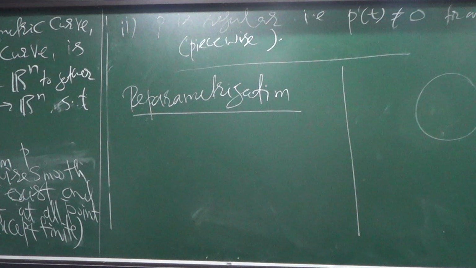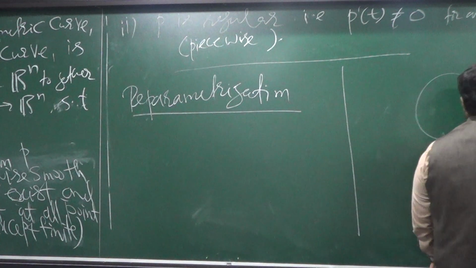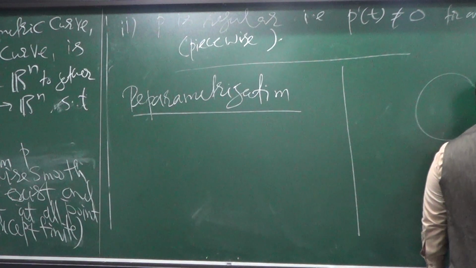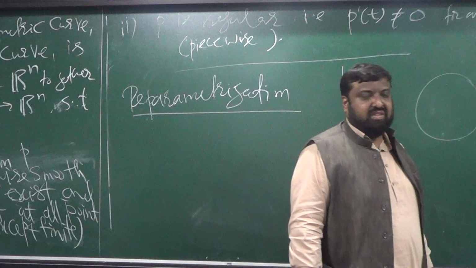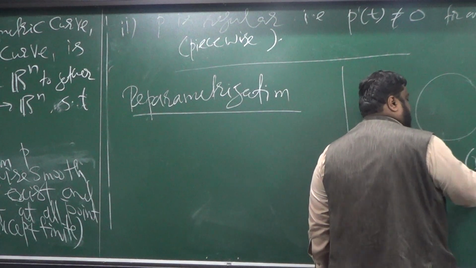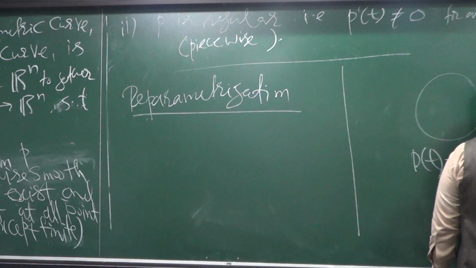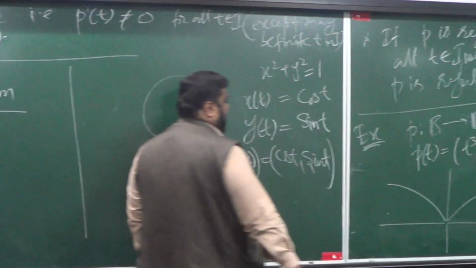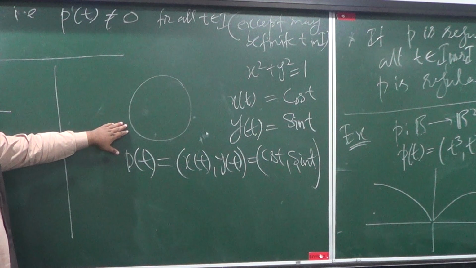So what is the most obvious choice for x of t and y of t? If you're talking about, for example, a unit circle, it's going to be cos t and sin t. So it satisfies. I'm going to say p of t, that is (x of t, y of t), equal to (cos t, sin t), is one path or one parameterization through which I can represent the curve.